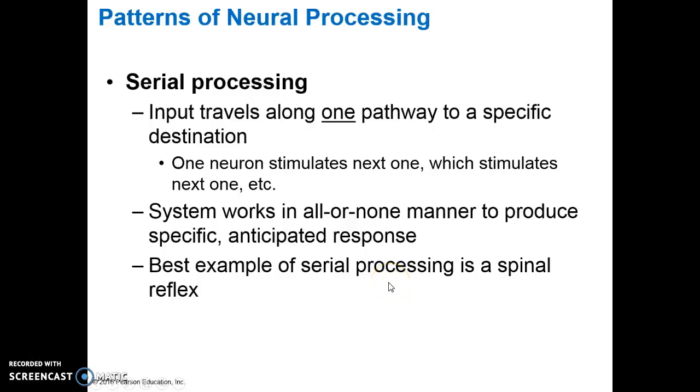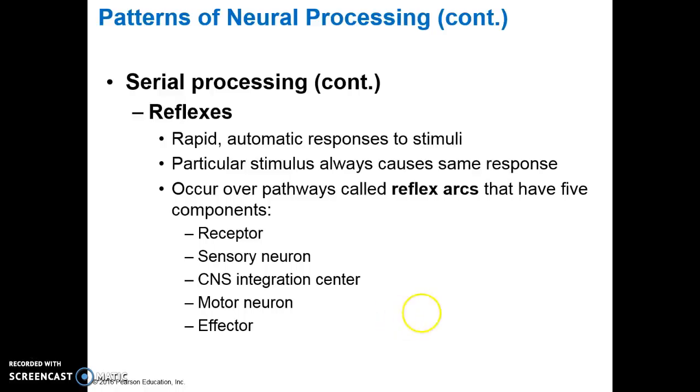Serial processing is when inputs travel along one pathway to a specific destination. One neuron stimulates the next one, which stimulates the next one, and so forth. Systems work in an all or none manner to produce specific anticipated responses. The best example of serial processing is a spinal reflex.